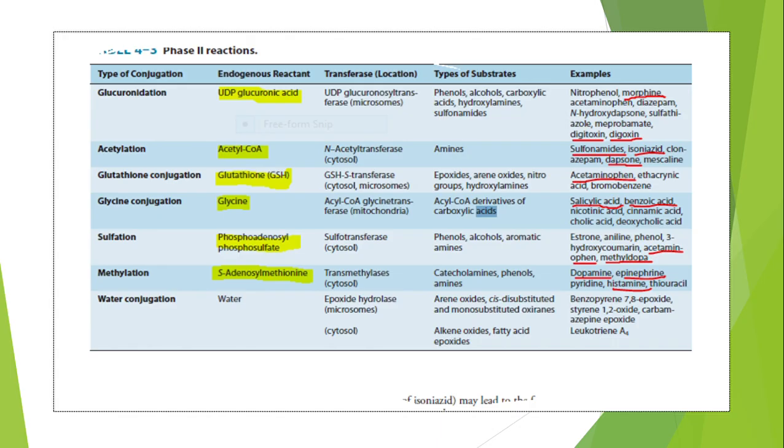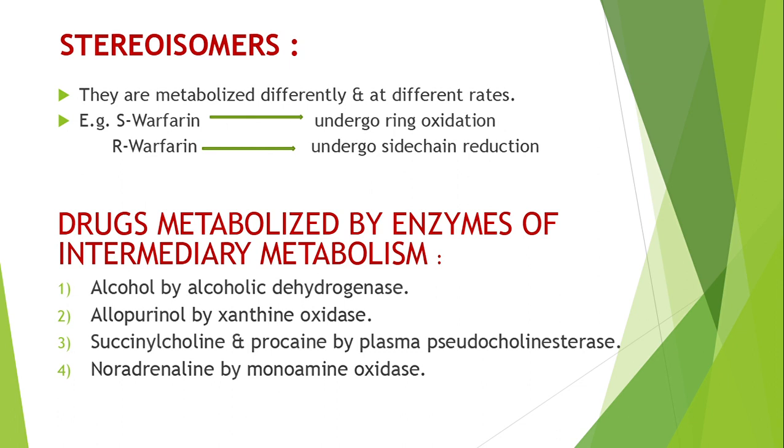Then what are stereoisomers? Stereoisomers are metabolized differently and at different rates. For example, S-warfarin undergoes ring oxidation and R-warfarin undergoes side chain reduction. And there are drugs metabolized by enzymes of intermediary metabolism: alcohol by alcohol dehydrogenase, allopurinol by xanthine oxidase, succinylcholine and procaine by plasma pseudocholinesterase, and noradrenaline by monoamine oxidase. So these are some examples of drugs metabolized by enzymes of intermediary metabolism.